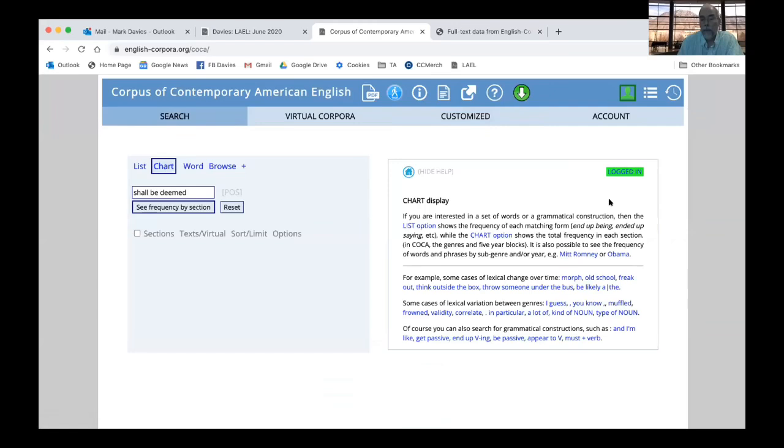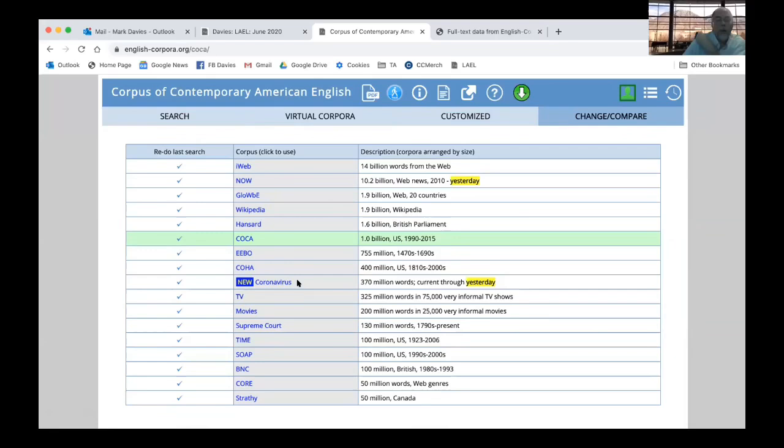Okay, this one coming from Alex. The question is, could you advise which corpora to use when you're looking at legal English? Yeah, so there's a lot of corpora that I obviously didn't talk about here for reasons of time. But for that one, maybe the most interesting one would be the Supreme Court corpus. These are opinions from the U.S. Supreme Court, and it's 130 million words from the last 200 years or so. So that might be the most useful.